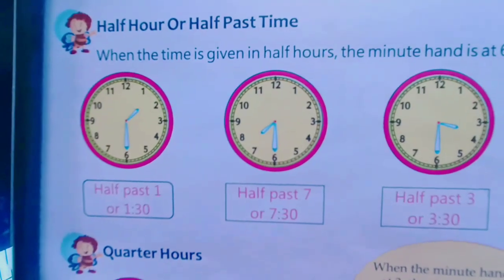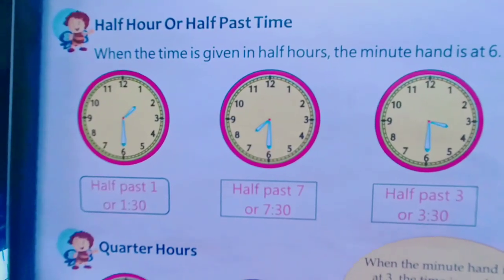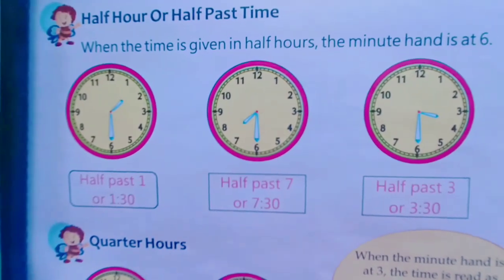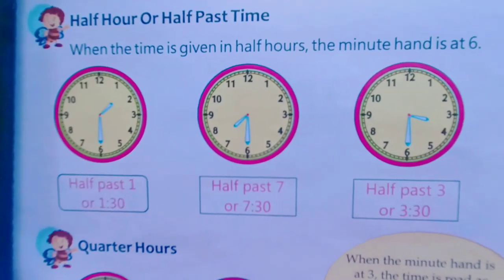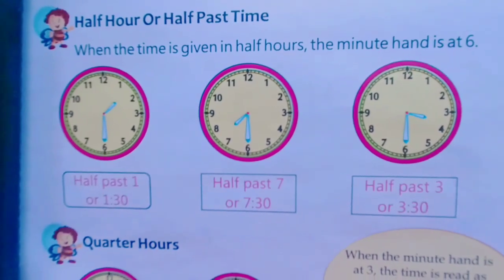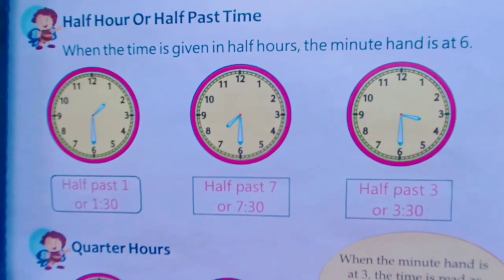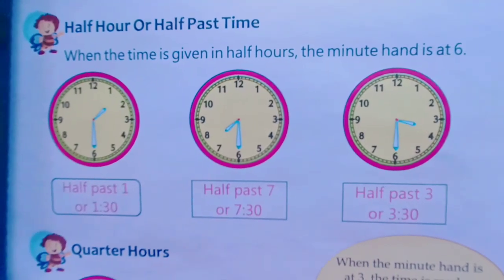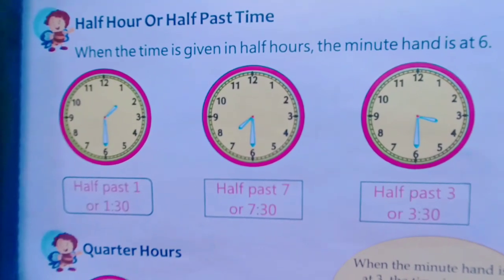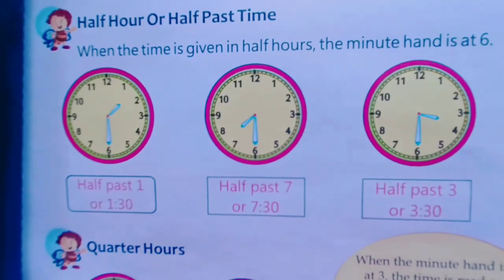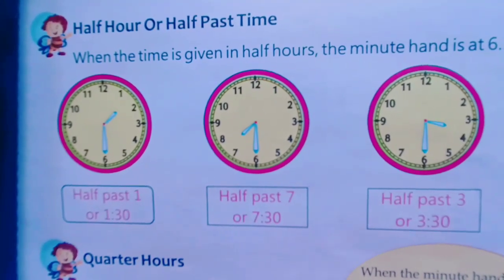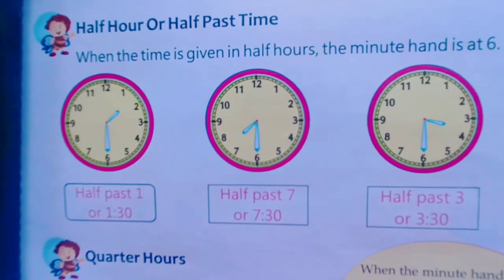Now we will learn, children, half hour or half past time. When the time is given in half hours, the minute hand is at 6. Again I am repeating, when the time is given in half hours, the minute hand is at 6. Look at the examples here. Different examples are given. You have to observe that the minute hand is on 6.